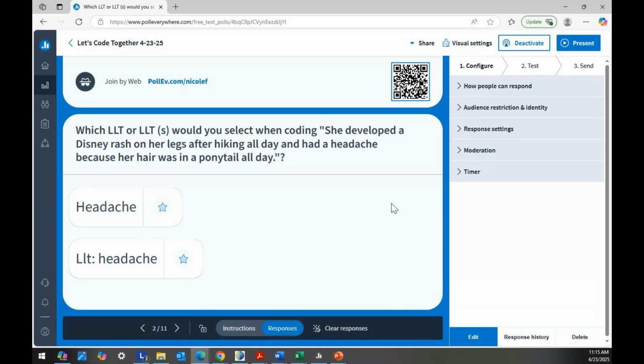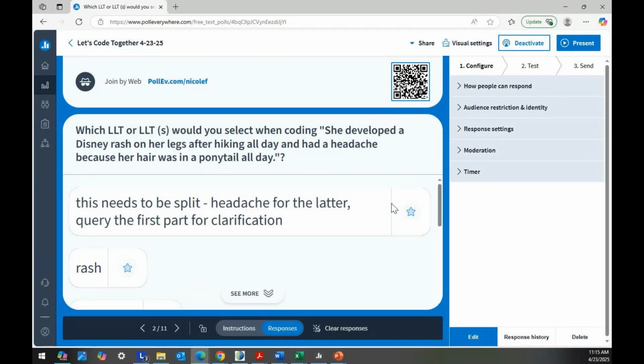Okay, so some people said headache. They got the second portion of the verbatim, and they want to represent that with headache. What else? What about the first portion where she got a Disney rash? How would you approach that? And make sure that you check in your browser that those are actual terms. So for Disney rash, we're going to go later in the browser and see if that term actually exists. Make sure there are existing current LLTs that you're choosing.